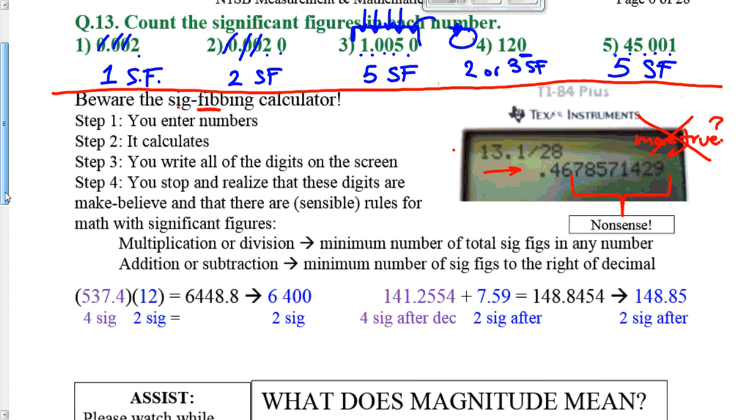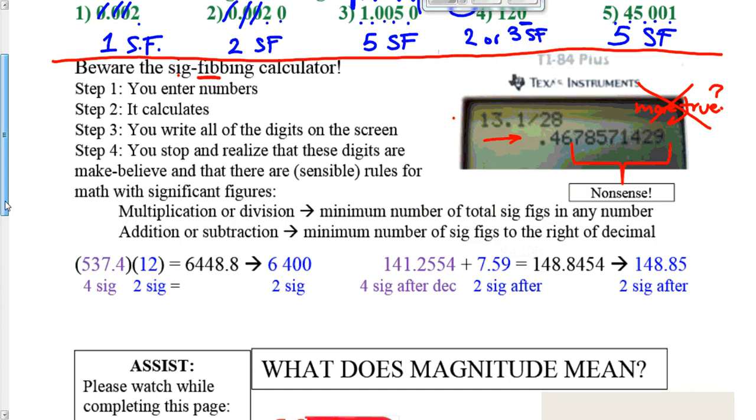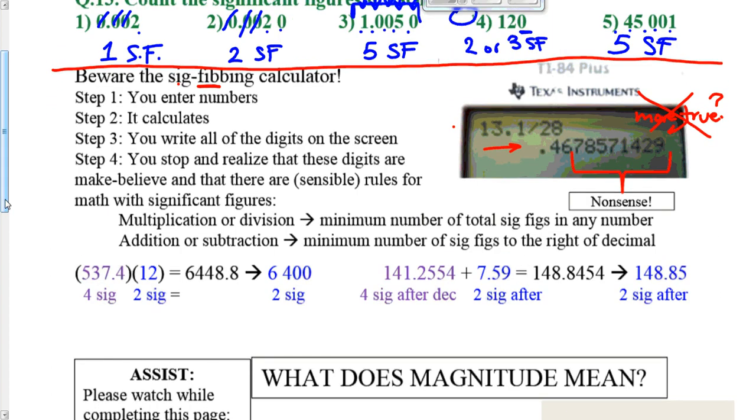Here's the rules for multiplying, dividing, adding, subtracting. Again, don't get test anxiety over this. This is something you should know and that we use, but you don't get particularly tested on. Let's start with multiplication or division. What you do is you count the sig figs in each number. 537.4 has 4 sig figs. 12 has 2 sig figs. When you multiply or divide, you just take the minimum number. So this has 4, this has 2. The minimum, of course, is 2.